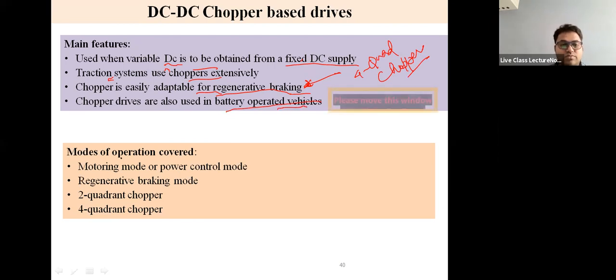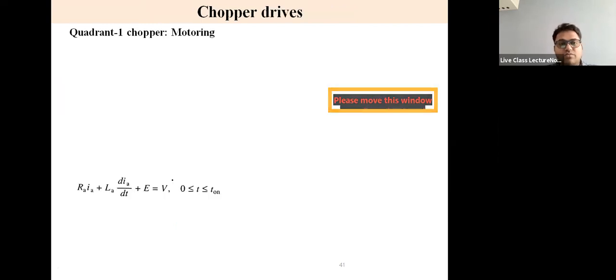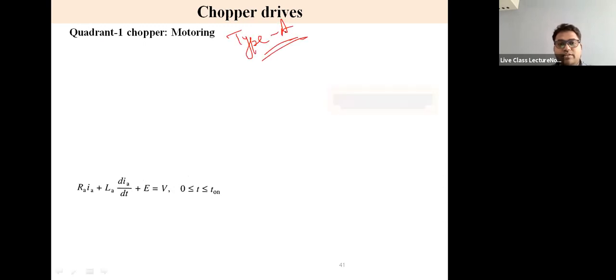So, what are the modes of operation? There will be 4 modes of operation, as you know: first quadrant, second, third, fourth. But other than that, we have the motoring mode and the regenerative braking mode in both the directions, and we have 2 or 4 quadrant choppers. Going to the next, quadrant one chopper. That is type A chopper. It is only meant for motoring action, and here you cannot have reverse power flow from the load to the source.